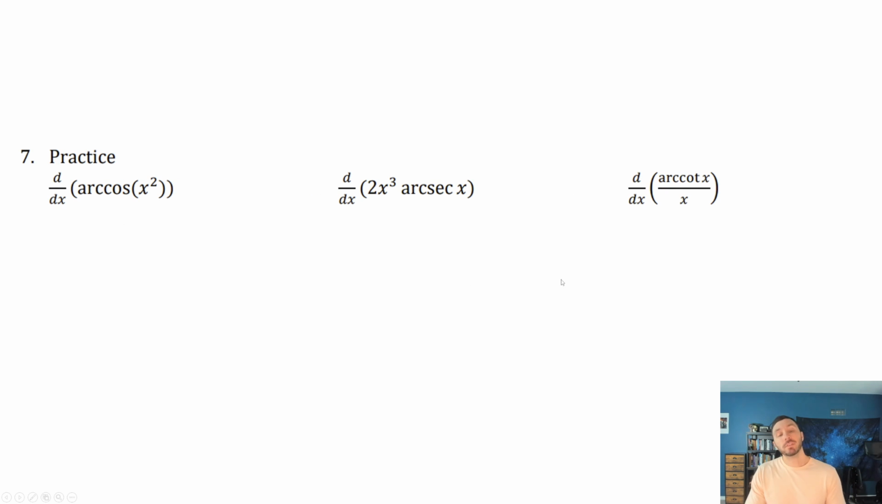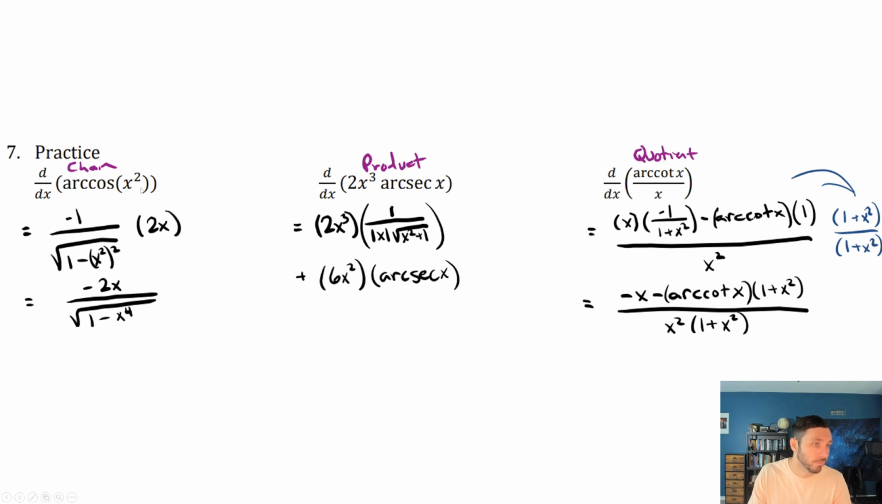More practice. See if you can practice it with chain, with product, with quotient. Give it a go. 3, 2, 1. So within the first one, I saw a function and a function. So that is chain rule. I left that x squared inside of the derivative, and then I multiplied by the derivative of that to get 2x. Simplified it out.